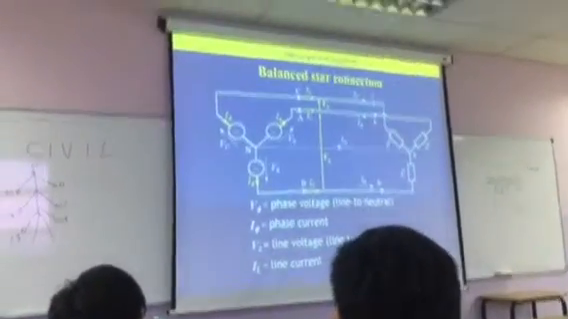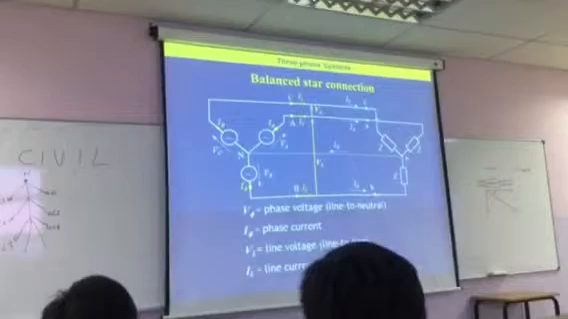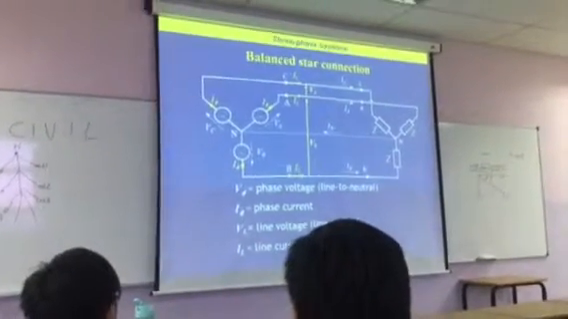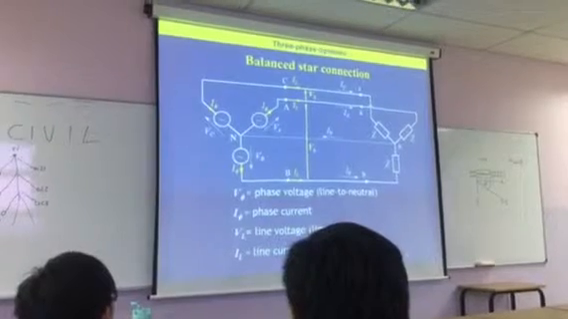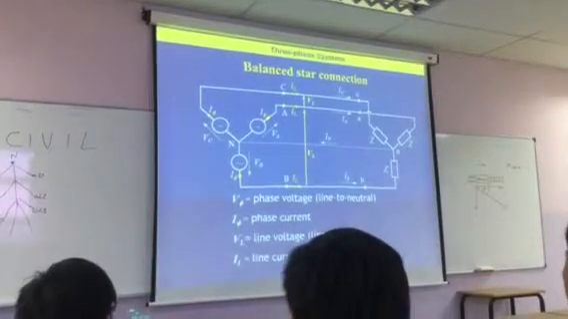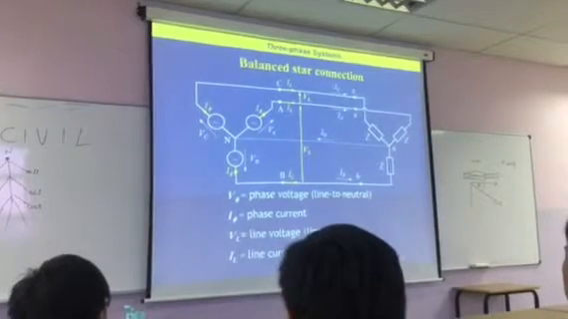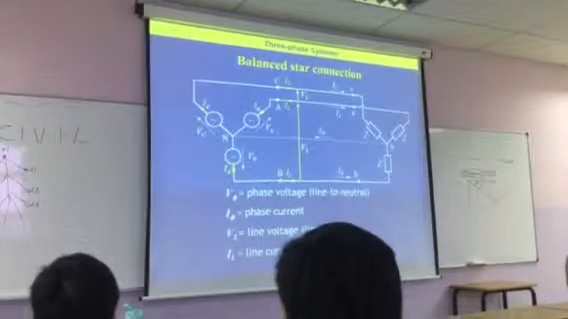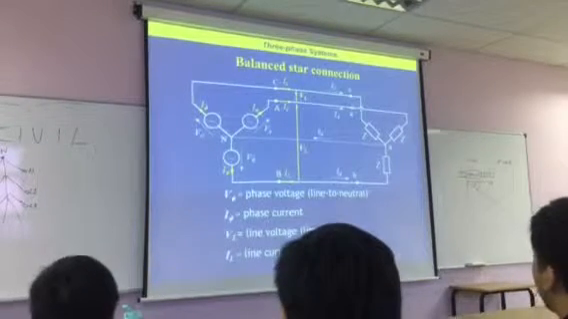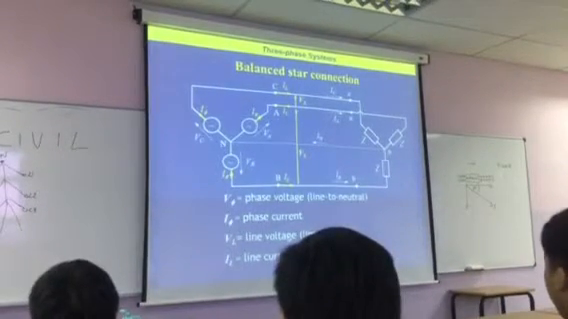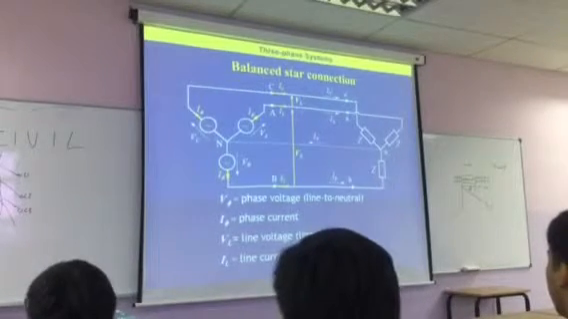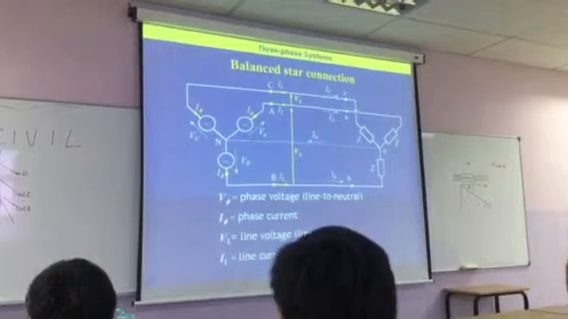So just to define all those parameters in a balanced star connection, your V0 is basically your phase voltage, which is line to neutral. I0 is phase current. VL is line voltage, which is line to line. So there's a difference between line to neutral and line to another line, certainly in terms of the voltage, but also the current as well, depending on the system.